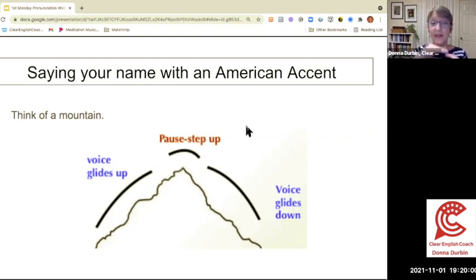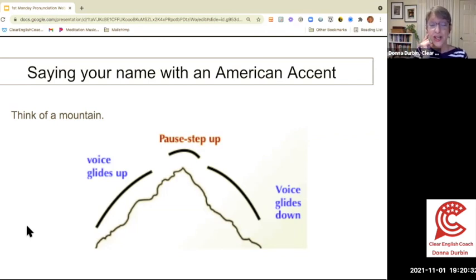I want you to think of a mountain, and this is intonation. This is what makes a difference. My name has two names in it. If I just said my name's Donna Durbin, you don't really hear what I said. But if I say my name is Donna, and I pause, go up to the top, and then I say Durbin, you hear two names because the pause makes a difference where the first name is. So Donna Durbin, Donna Durbin. My voice goes up and then comes down.